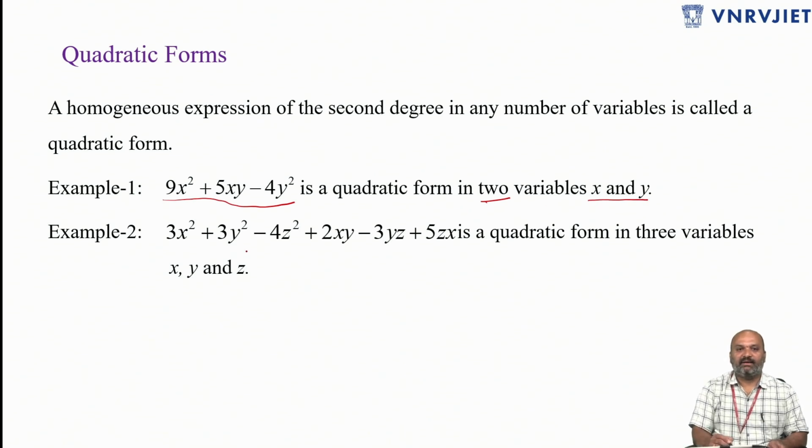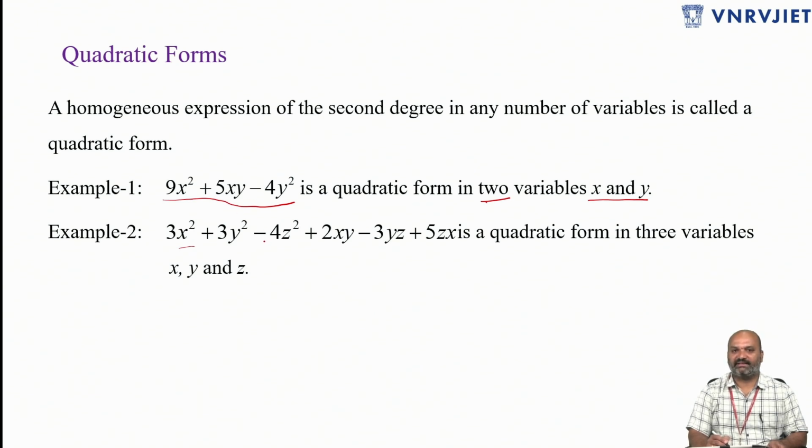In a similar manner, we have an example for 3 variables: 3x square plus 3y square minus 4z square plus 2xy minus 3yz plus 4zx is a quadratic form in 3 variables. Here 3 variables are involved, x, y and z. Every term has the same degree, degree 2. Here the product terms are xy, yz and zx. So this is the definition of quadratic form, as a particular case in 2 variables and in 3 variables.